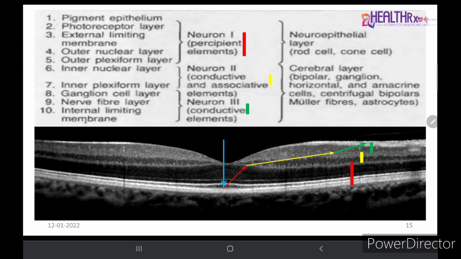The Mueller cells extend between the 2 limiting membranes and together with other glial cells constitute the neuronal connective tissue cells of the retina.